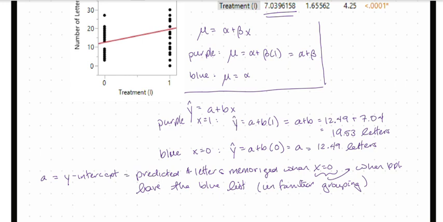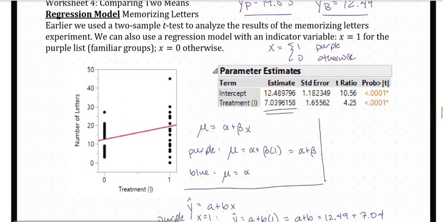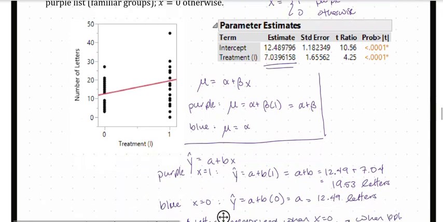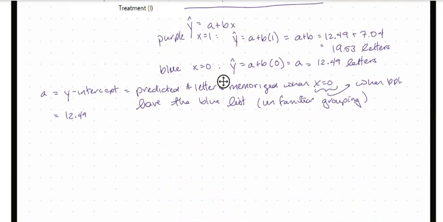Well, what did we see before? In this case, this is 12.49. So this is the predicted average number of letters memorized for the unfamiliar groupings, but in our two-sample t-test, we observed that on average, people memorized 12.49 letters for that unfamiliar grouping or for the blue list. So that is consistent. So this is the same thing as y bar b, the sample mean for the blue list.